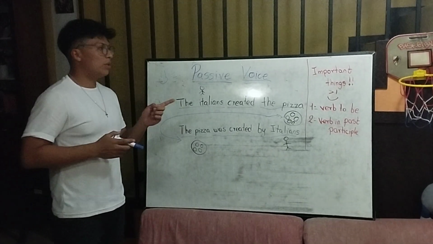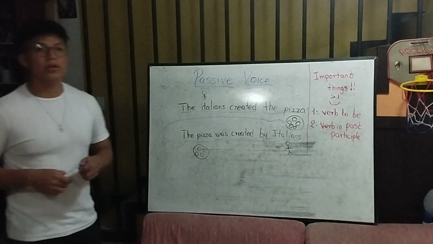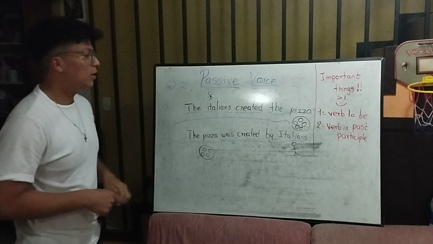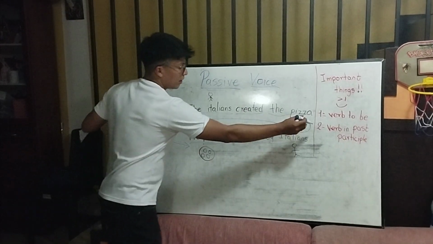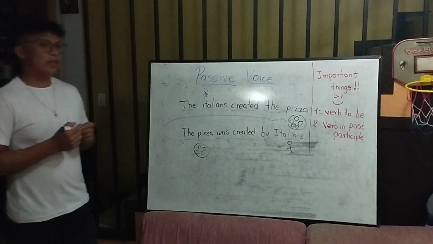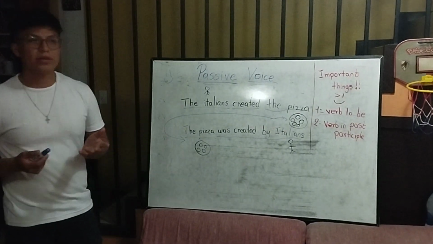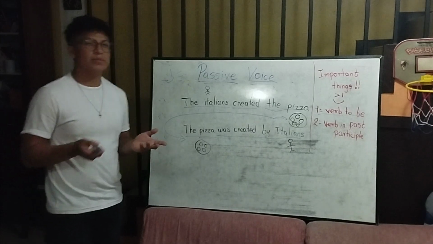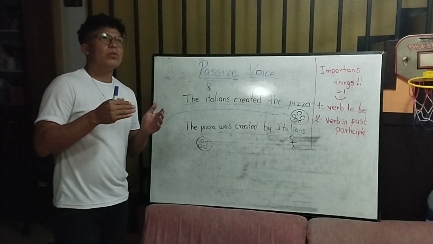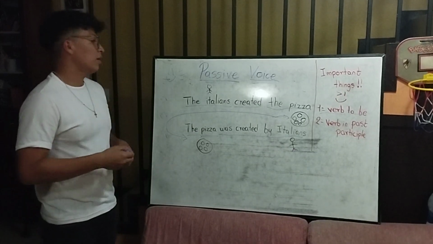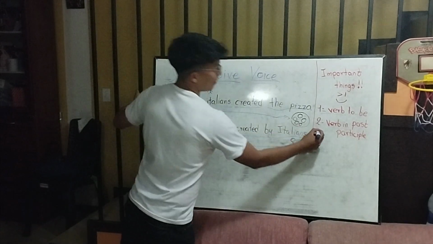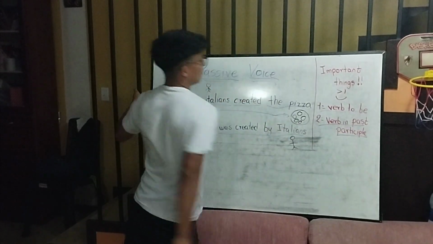But when you use the passive voice, it's important to have two important things. The first is the verb to be. The verb to be is conjugated in different times, depending on the one you want to use. And the second important thing is the verb in past participle.